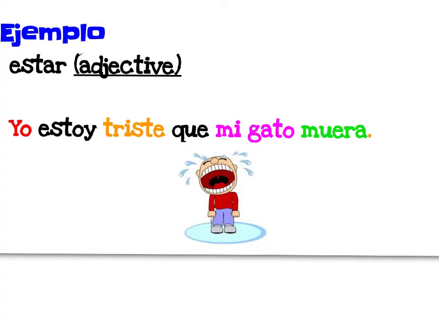So I said, yo estoy triste que mi gato muera. Again, I have my two subjects, yo and mi gato. I have an expression of sadness or any kind of emotion, so estoy triste, followed by my subjunctive in the second part of the sentence, the subjunctive clause, following gato.